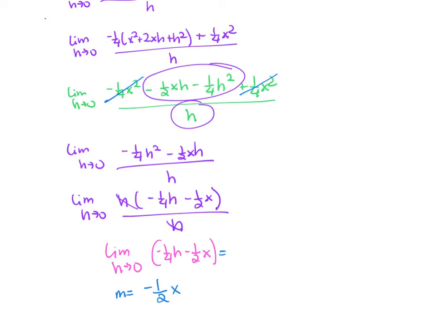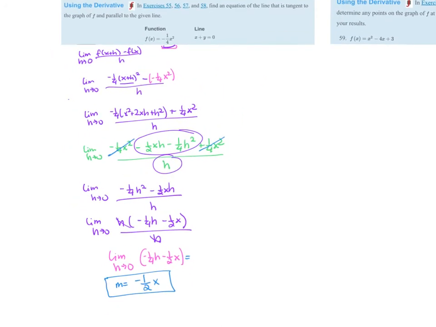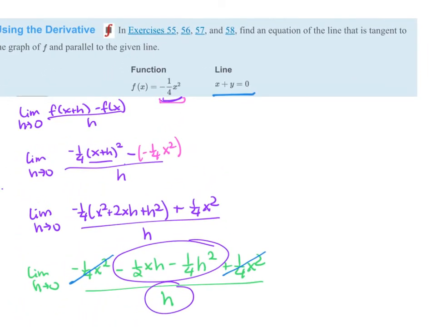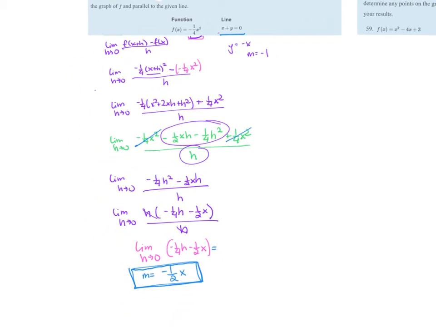Remember what this equation gives us: we can find the slope at any point on the function f of x equals negative 1/4 x squared. Here is the slope. We need to find an equation of the line that is tangent to the graph of f and parallel to the given line. So let's rewrite the line x plus y equals 0 as y equals negative x, where you subtract x. The slope of this line is negative 1, so we want a line that has a slope of negative 1.